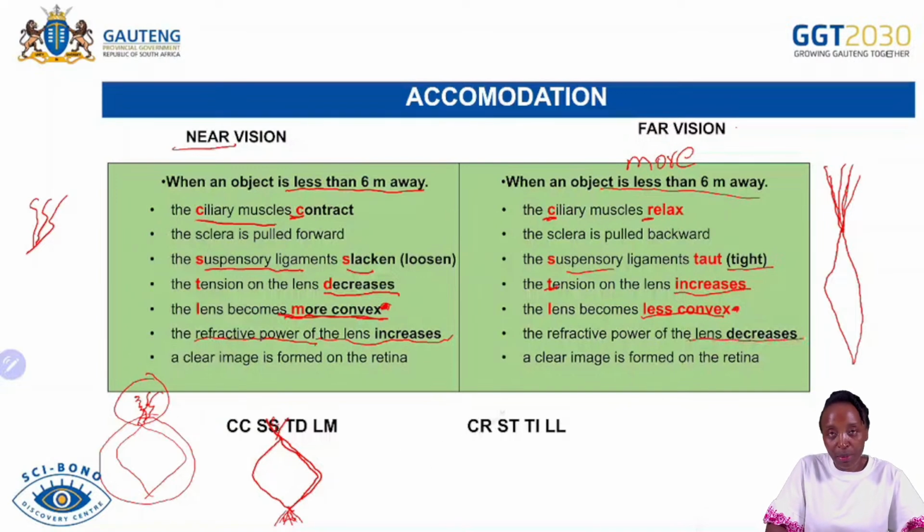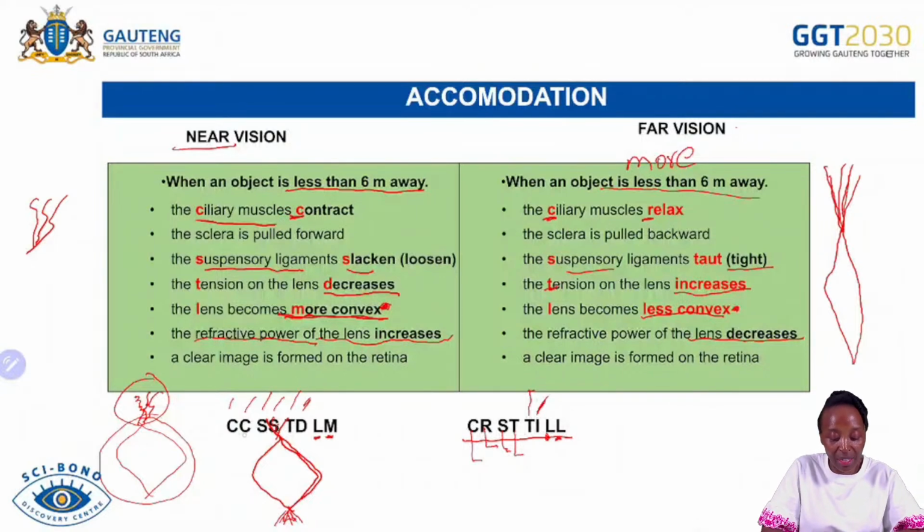So we are trying to make it easy for you. I know your teachers have taught you about this. So the mnemonic for the near vision, we say the ciliary muscles contract, suspensory ligaments slacken, the tension on the lens is decreased, and then the lens becomes what? More convex. With the far vision, again, ciliary muscles relax, the suspensory ligaments are pulled tight, taut, and the tension on the suspensory ligaments or on the lens is what? Is increased. Therefore, the lens become less convex.